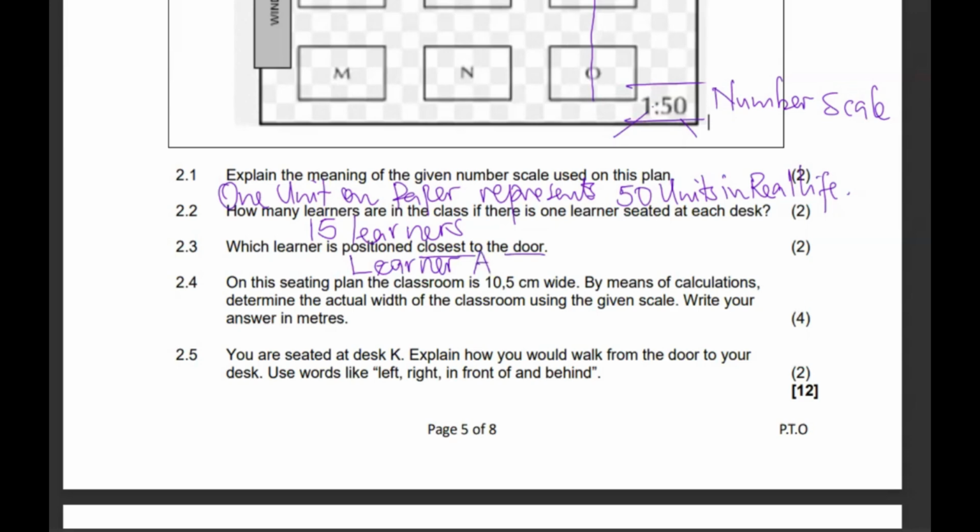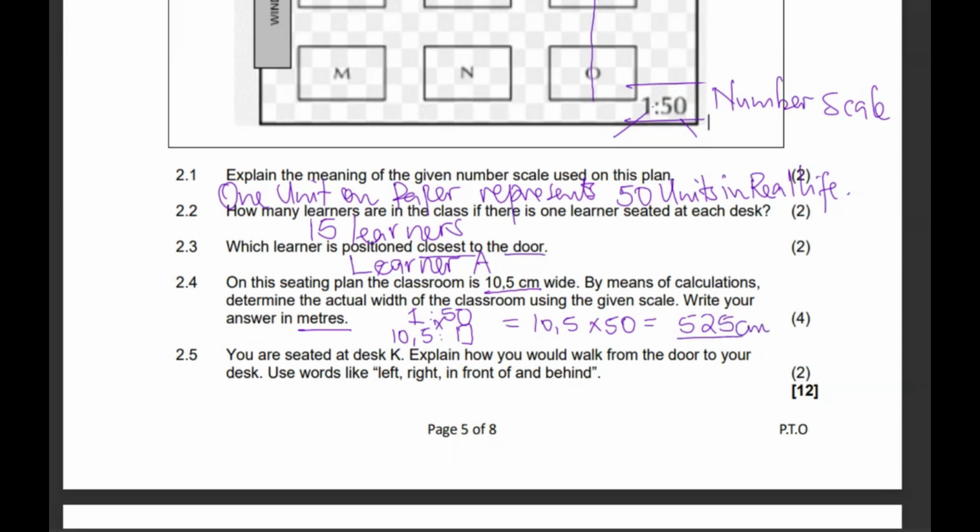On this sitting plan, the classroom is 10,5 centimeters wide. By means of calculations, determine the actual width of the classroom using a given scale. Write your answer in meters. What does it mean? You bring the scale, you say 1:50. But now we've measured that we have 10,5. What will it be? So we cross multiply, which simply means it's going to be 10,5 times 50. And the answer there, you get it as 525, but these are centimeters.